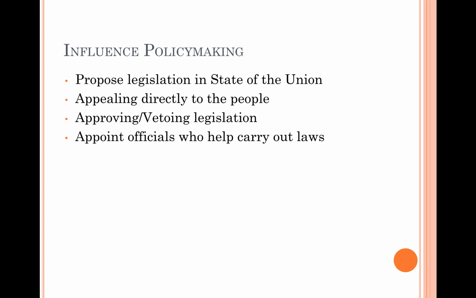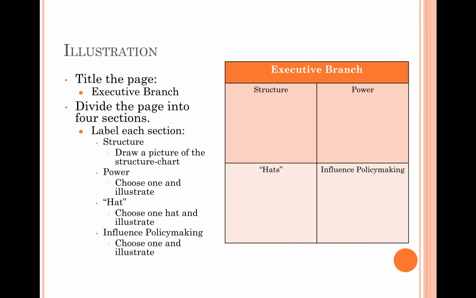The next slide is the illustrations, which you will be doing across from where you're going to put the foldable in your interactive notebook. It's the blank page. So you're going to title the whole page Executive Branch and then divide it into 4 sections: structure, power, hats, and influence policymaking. For the structure section, you're going to draw a picture like an organizational chart. So like a box president, then another box vice president, so on and so forth.